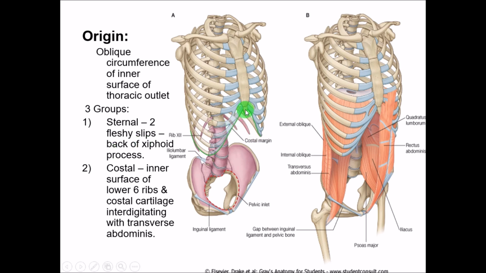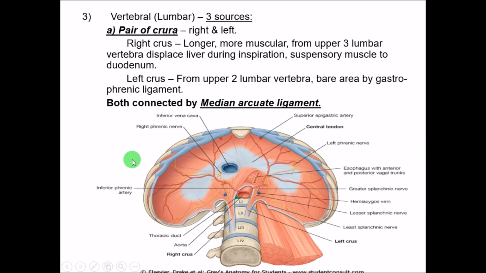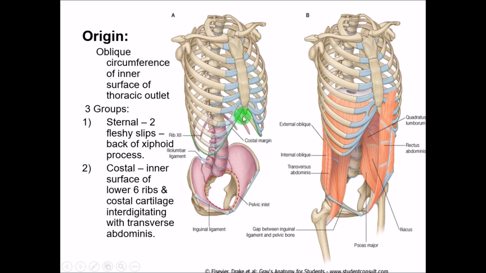It is divided into three groups according to how it takes origin. Some fibers come from the sternal part, some from the costal part, and some from the vertebral part. The part of the muscle taking origin from the sternum is in the form of two fleshy slips at the back of the xiphoid process.